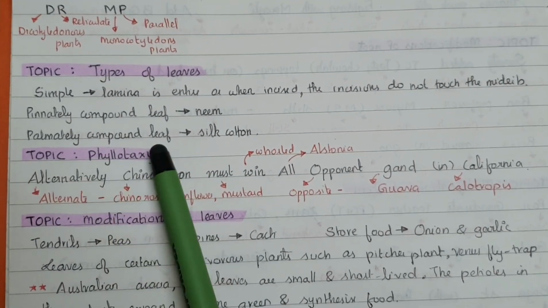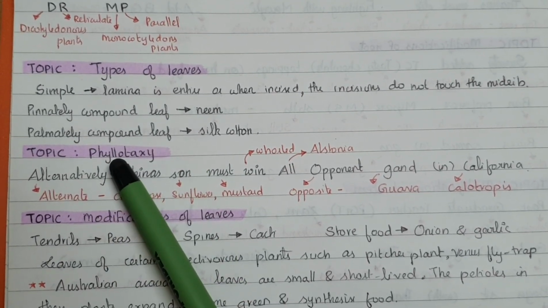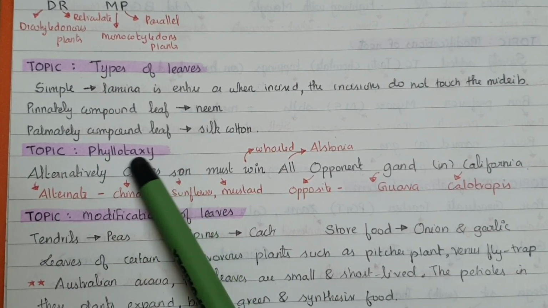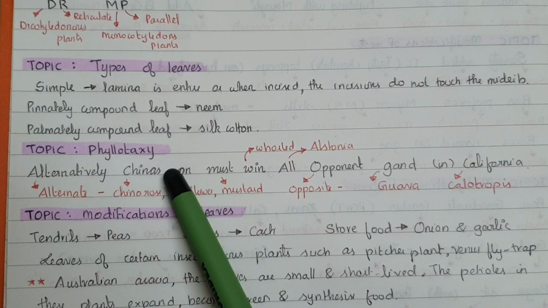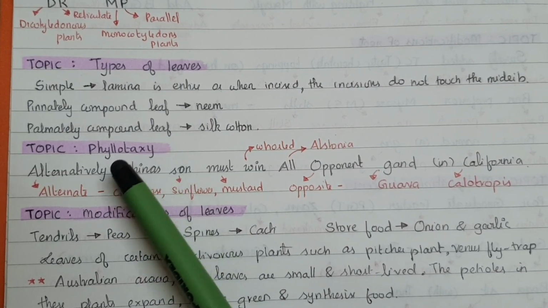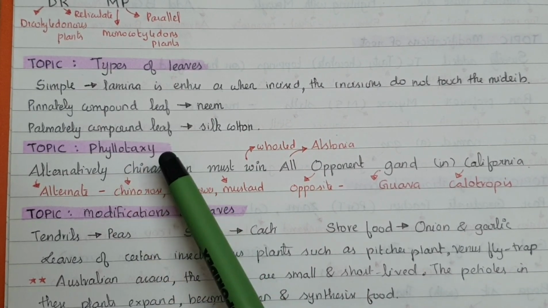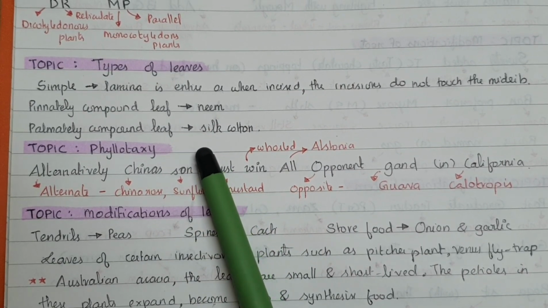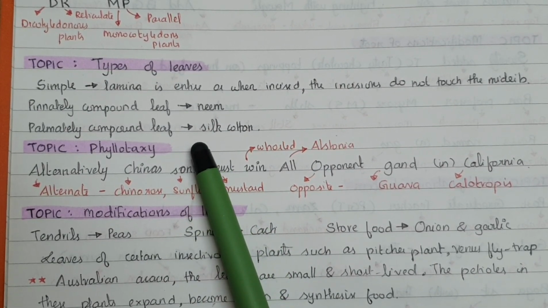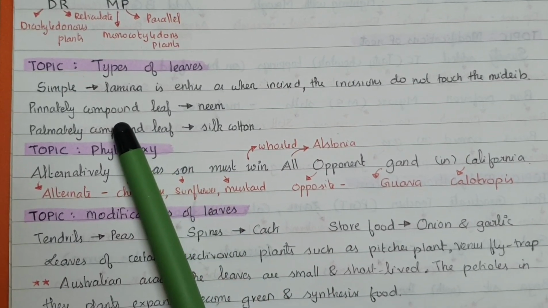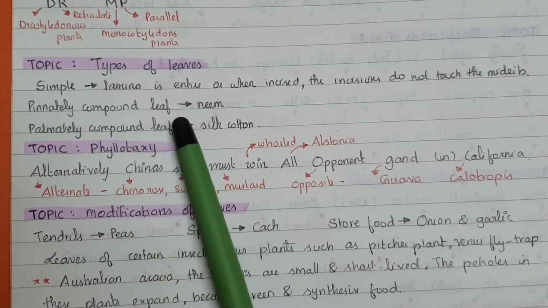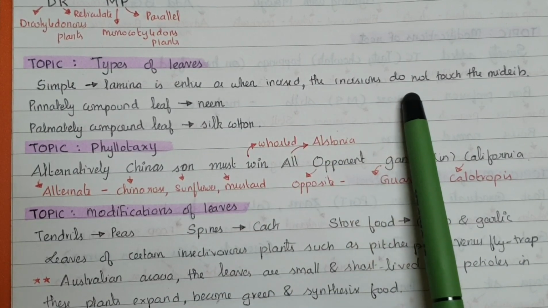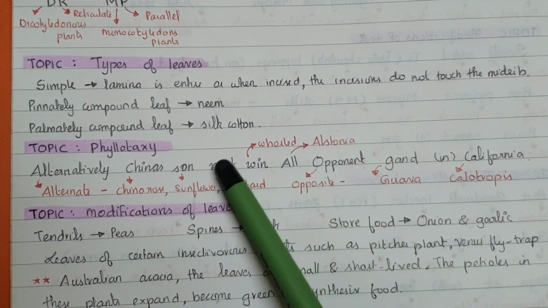Next topic is types of leaves. There are three types of leaves: simple, pinnately compound and palmately compound. Simple and compound are the two types of leaves, but compound leaves are again classified into pinnately and palmately. You can refer to the diagrams for better understanding, but still I will tell you the examples of each. For simple leaves, the lamina is entire, or when incised, the incisions do not touch the midrib.